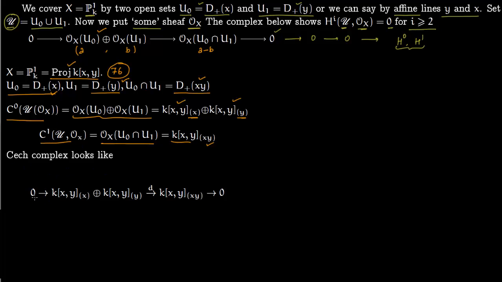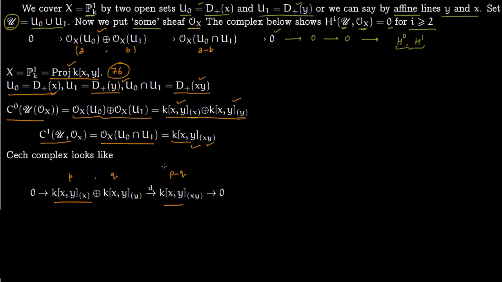So your complex looks like this: 0, this part comes right here, and then this part comes right here, and then you have this map d. You already know what this will do: you take a pair of polynomials (P, Q), and it will map to P minus Q, as in a standard Čech complex.